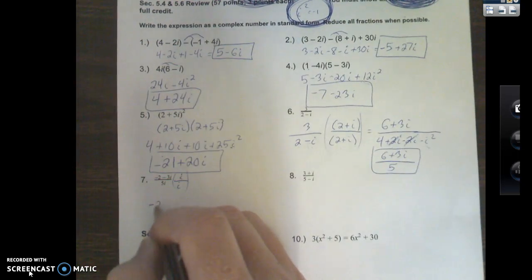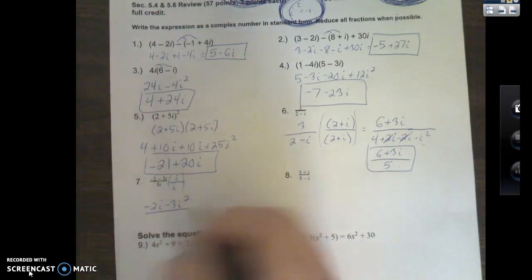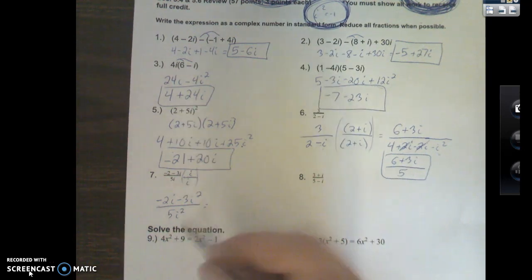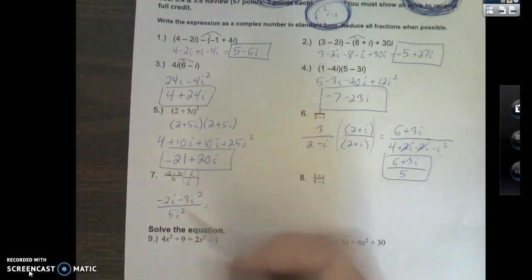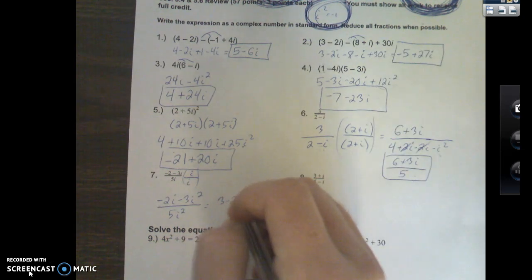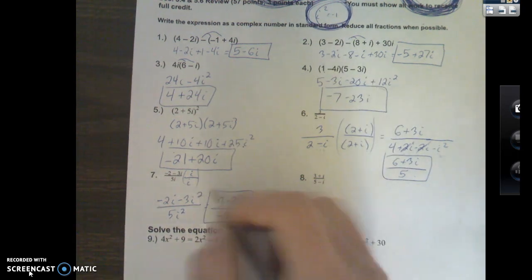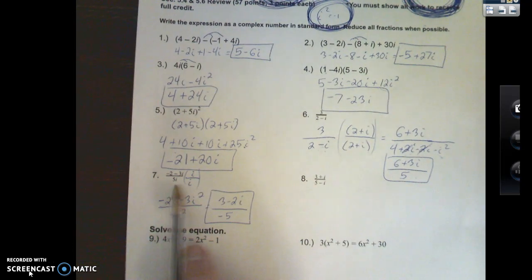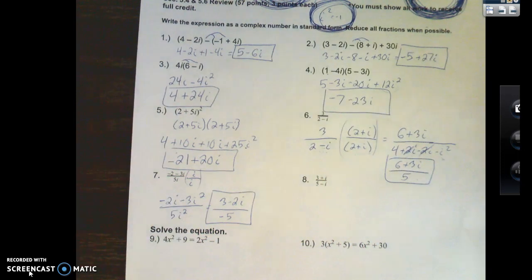Up top, negative 2i minus 3i squared divided by 5i squared. That basically gets rid of the i in the denominator, because when I clean this up, this becomes a plus 3, and that becomes a negative 5. Done. Only when there's just one i down here. On the quiz you'll see one like this, very similar. Just multiply top and bottom by i, and you rock.